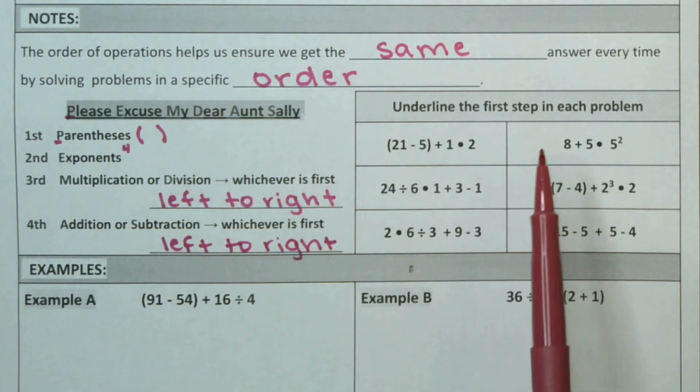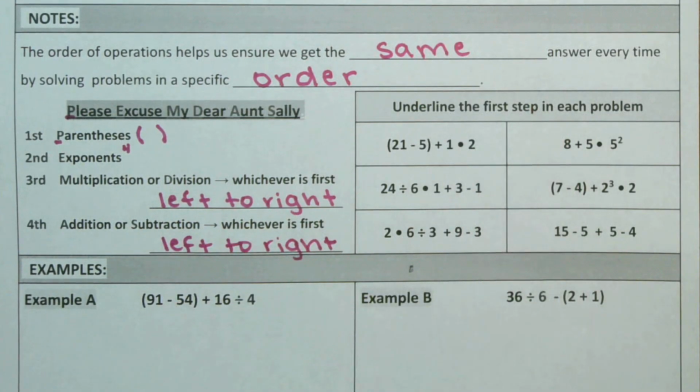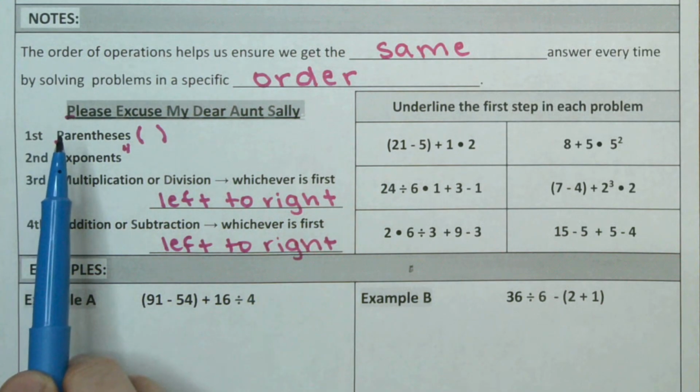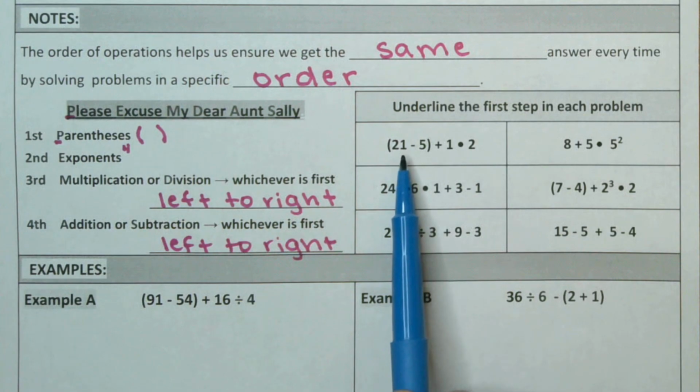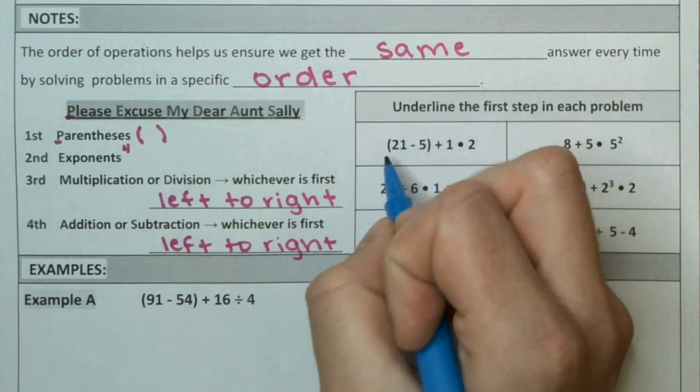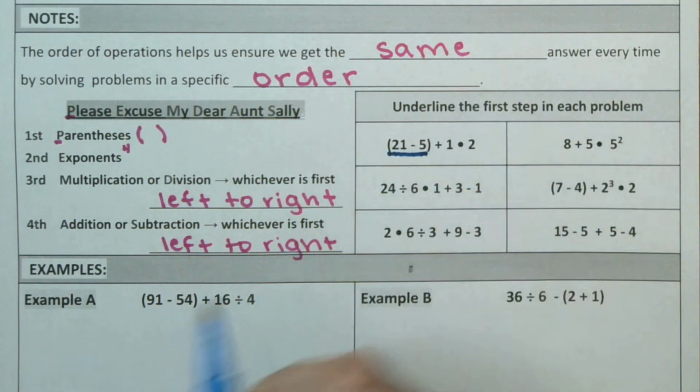So over here, we're going to underline just our most powerful operation. We're not going to solve anything. Okay, so you can kind of think of this as a little checklist. You're always looking for parentheses first. So in this first problem here, do I see any parentheses? Yes, I do. So I'm going to underline 20 minus 5 because we have a parentheses, and that's our most powerful operation.